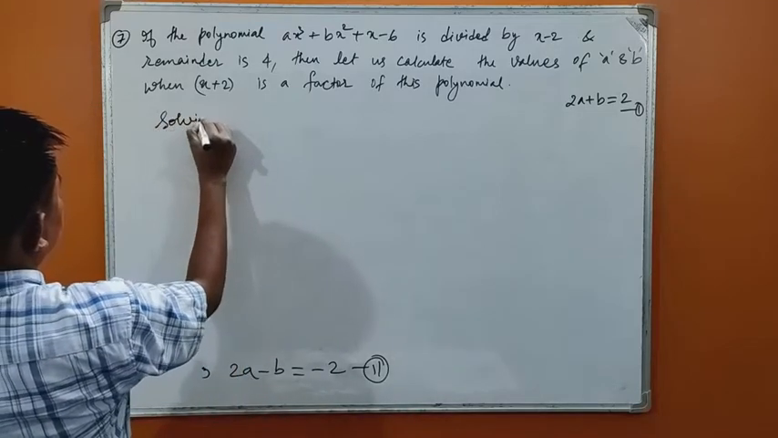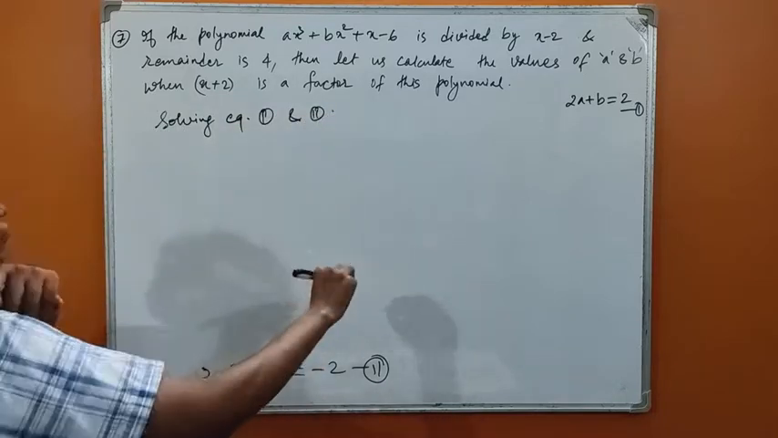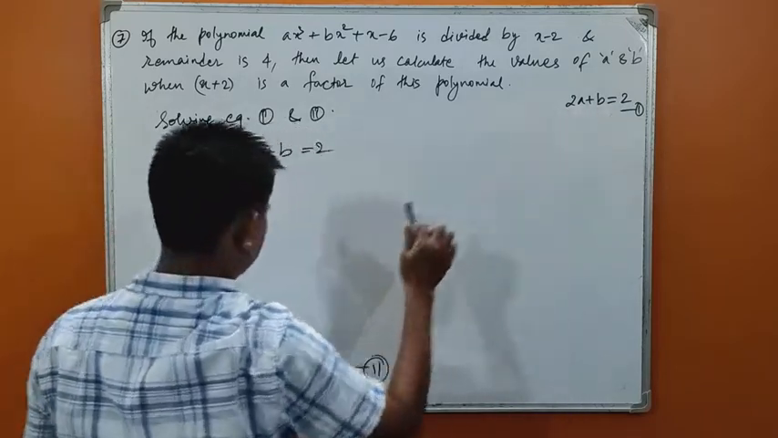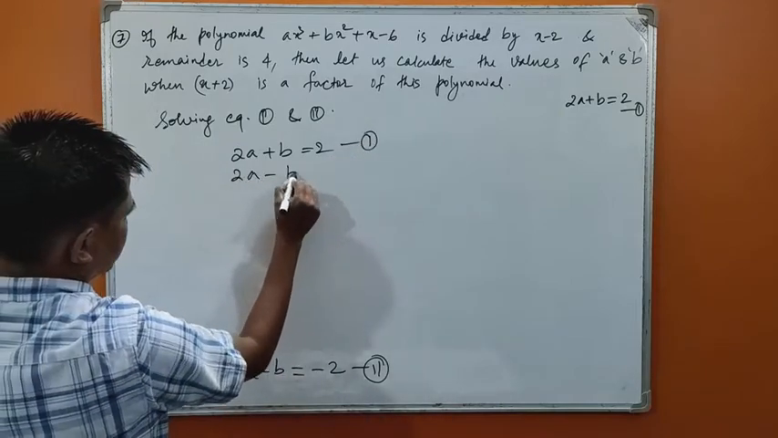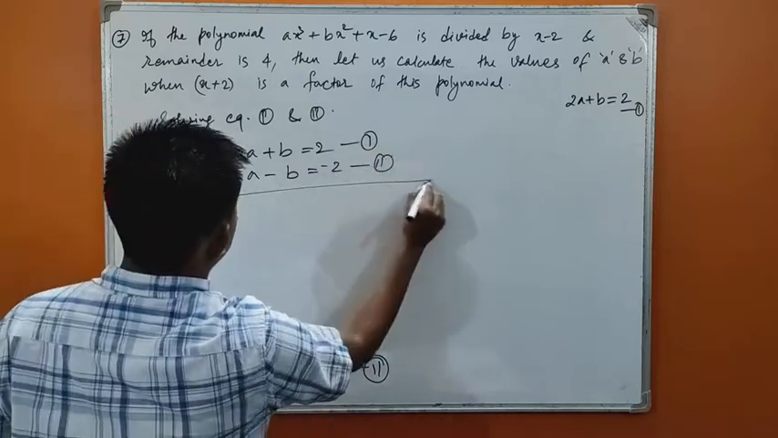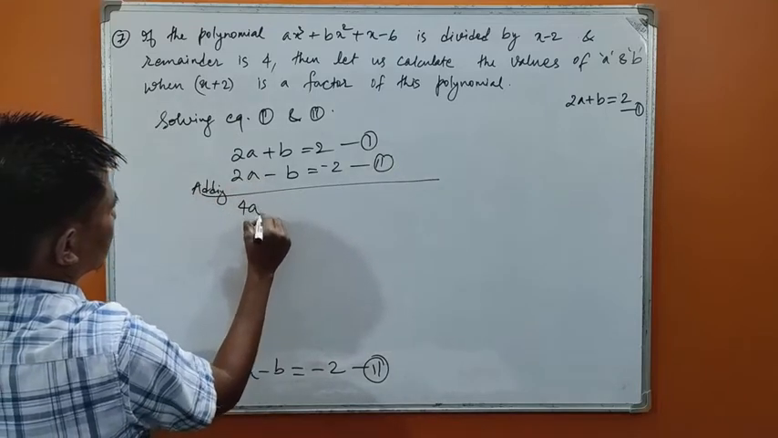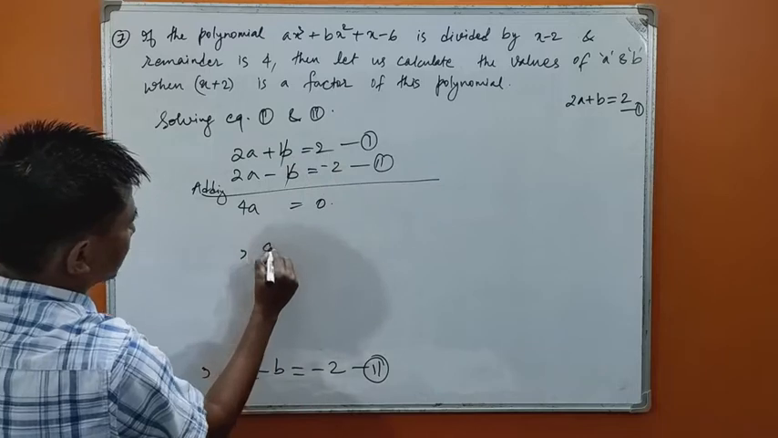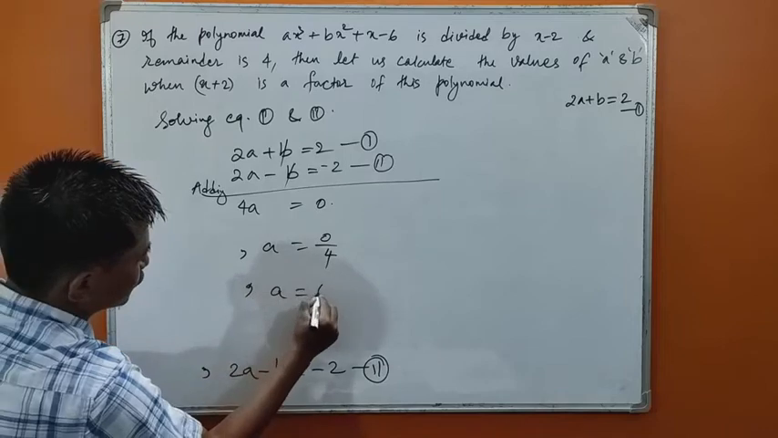Solving equation 1 and 2. In equation 1 we have 2a plus b equal to 2, isn't it? In equation 2 we have 2a minus b equal to minus 2. So adding, 2a plus 2a, that is 4a, plus b and minus b cancel out, plus 2 and minus 2 cancel out, or a equals 0 upon 4, or a equals 0.